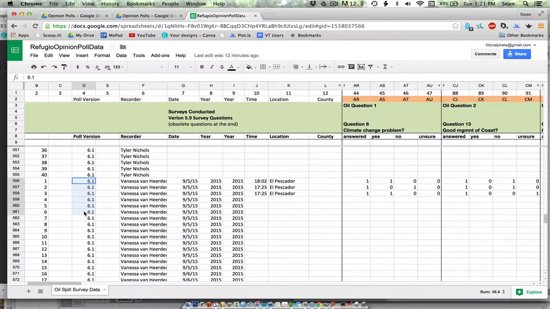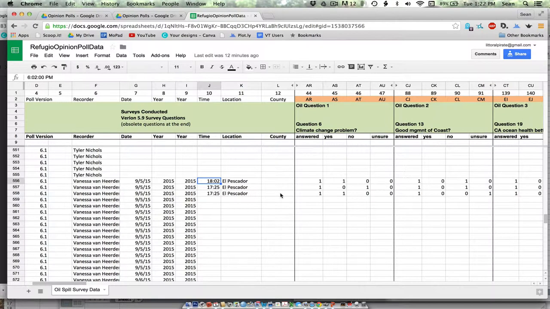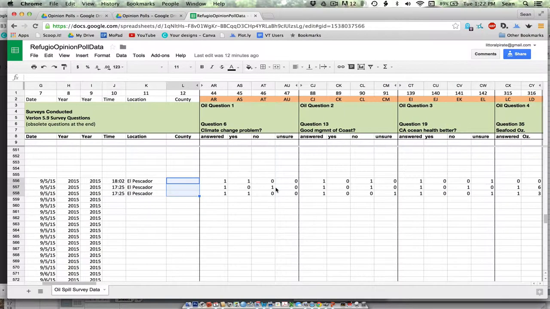This is the version of the poll that she was using, and we're all using the same version, so this should be consistent. Name, the date that the survey was conducted, and the year and the year. This is a silly organizational reason why we have 2 years. Then the time when the survey was started, and then the beach location. You can leave county blank if you want. We'll fill that in.